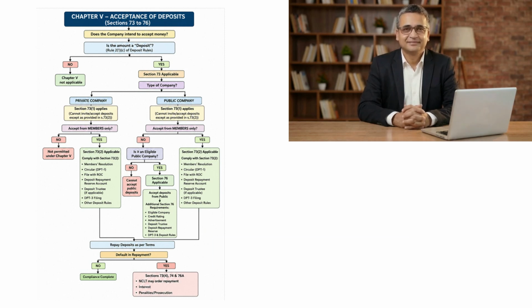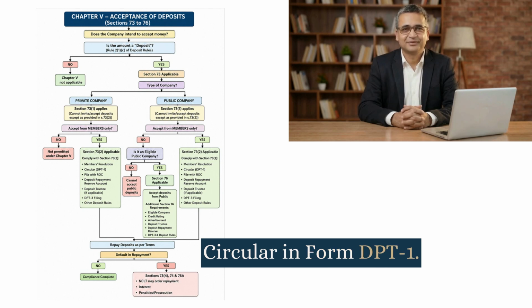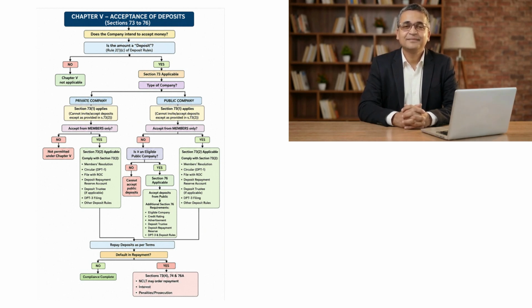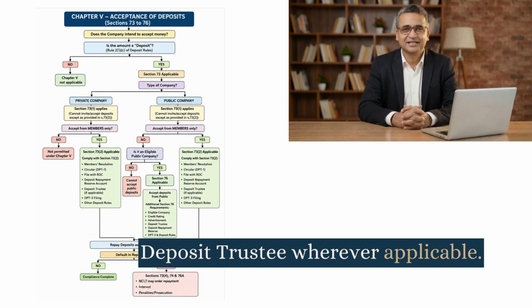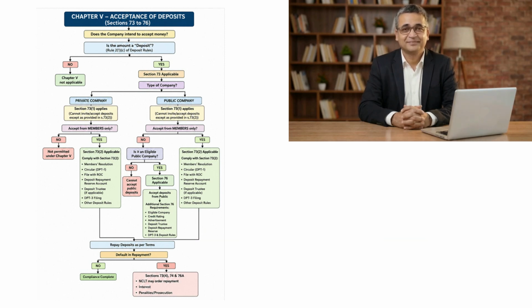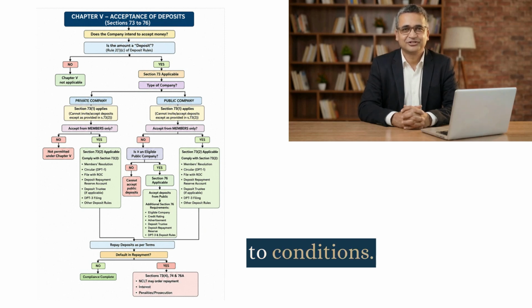This is the exception. Section 73(2) allows a company to accept deposits from its members, but only after complying with prescribed conditions. Look at the compliance box. Members' resolution, circular in form DPT-1, filing with ROC, deposit repayment reserve, deposit trustee wherever applicable, DPT-3, and compliance with the deposit rules. So remember, Section 73(1) prohibits, Section 73(2) permits, subject to conditions.